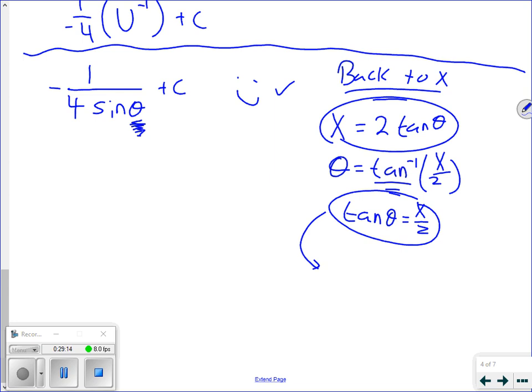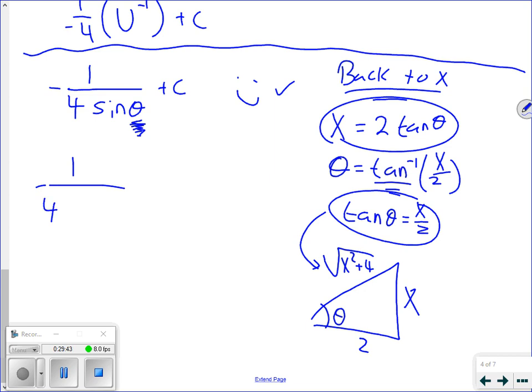I'm going to have to use that knowledge right here to create a triangle that will help me out. Okay. So remember I got my triangle. This is theta. Remember that tan is opposite over adjacent, so x over 2. So that would make the hypotenuse the square root of x squared plus 4, or 4 plus x squared, whichever way you want to put it. So then the sine of theta is equal to opposite over hypotenuse. The opposite is x. The hypotenuse is the square root of 4 plus x squared.